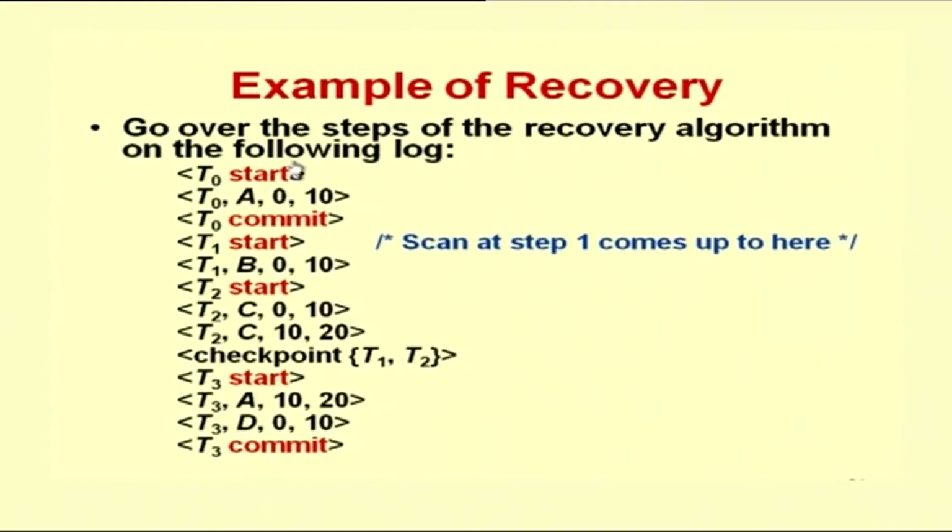So, go over the steps of the recovery algorithm on the following log. Here, this is T0 start, then T0 does some operation, and you have T0 commit, and then you have T1 start and T1 some B, T2 start, then T2 C, and T2 again is doing a checkpoint. Now, at this point the checkpoint is T1, T2, because here you have a commit and then a start here and a start here which has not been committed. So, T1 and T2 come into the checkpoint, then you have T3 start and so on and so forth. So, this is a simple example of how the recovery algorithm works.